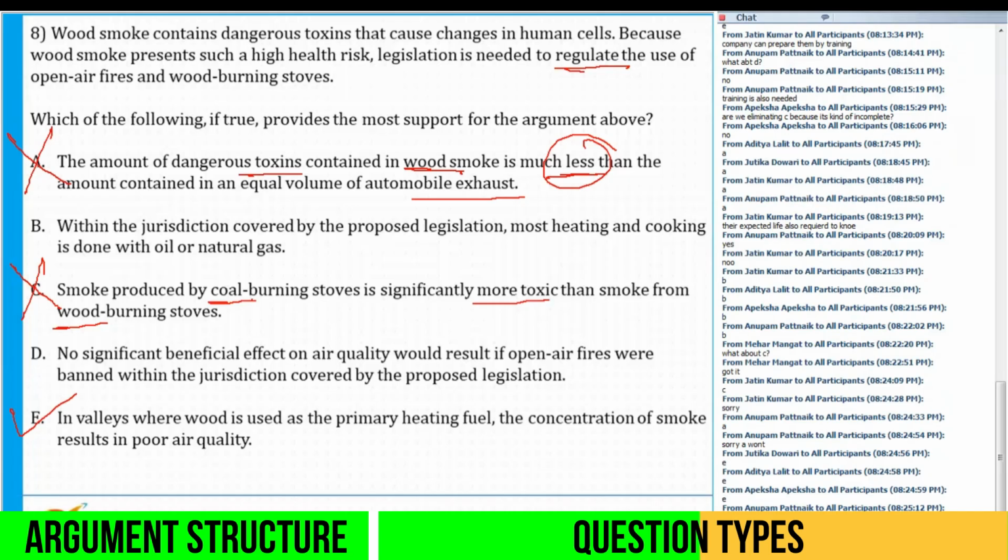In valleys where wood is used as the primary heating fuel, the concentration of smoke results in poor air quality, and that is the reason why wood smoke should be banned. Yes, number E is something which supports. You have to support the argument. You have to prove that yes, ban is required. Number E says that yes, ban is required because it results in poor air quality. Okay. Number 9.